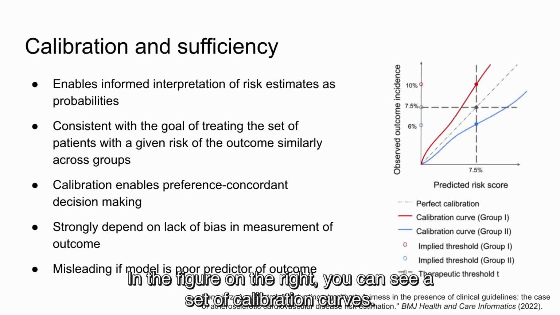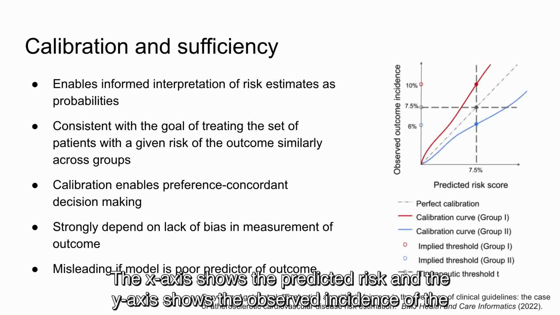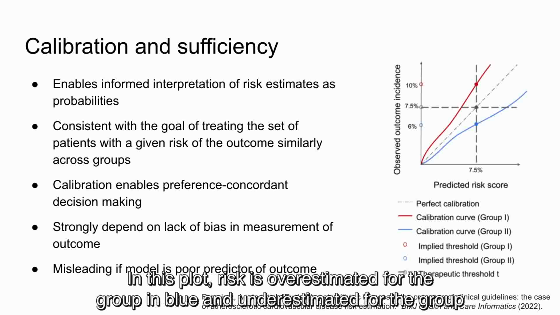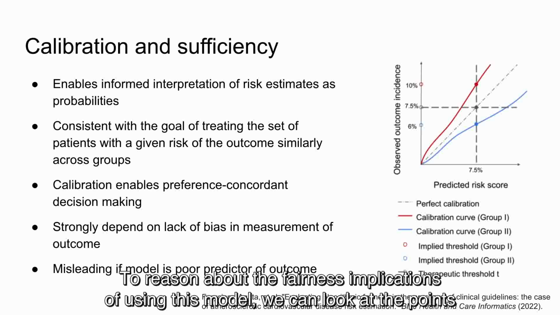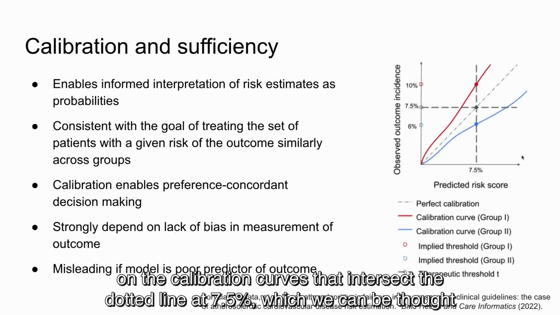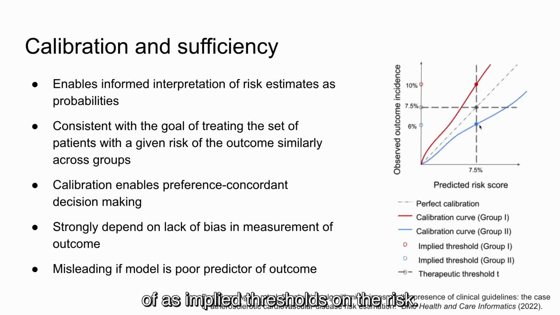In the figure on the right, you can see a set of calibration curves. The x-axis shows the predicted risk, and the y-axis shows the observed incidence of the outcome conditioned on the risk. In this plot, risk is overestimated for the group in blue and underestimated for the group in red. To reason about the fairness implications of using this model, we can look at the points in the calibration curve that intersect the dotted line at 7.5%, which can be thought of as implied thresholds on the risk.